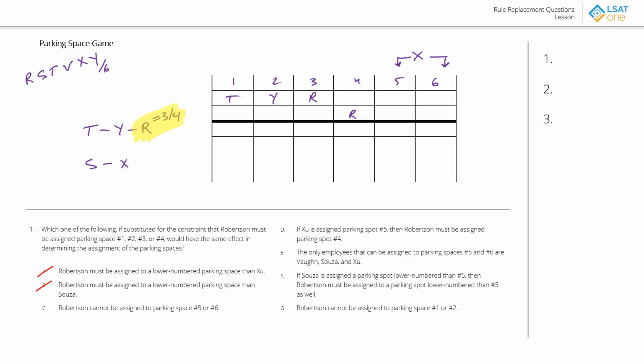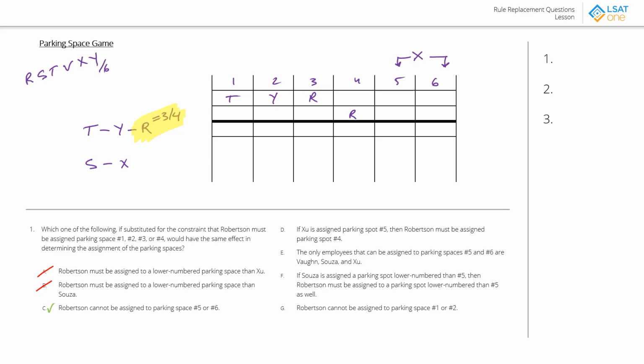Next, C. R cannot be assigned to parking space 5 or 6. Now, this is kind of an easy pickup. In fact, we'll call these kinds of answer choices inversions. Essentially, instead of saying that R has to go into the first 4 positions, this is just inverting that by saying that R can't go into the other positions, which, of course, will have the same effect, right? If you say that R can't go into 5 or 6, well, then it'll have to go into 1, 2, 3, or 4. And it always had to be true. R couldn't go into 5 or 6, so this would have been a viable answer.